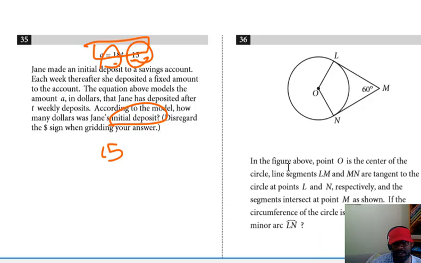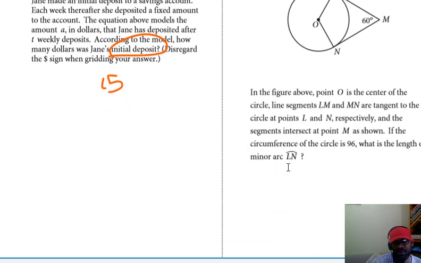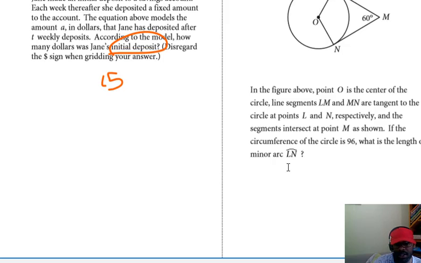36. In the figure above, point O is the center of the circle, and lines LM and MN are tangent. If it is tangent, it means we have a 90 degree angle here. Respectively, the segments intersect at M. If the circumference of the circle is given as 96, what is the length of LN?